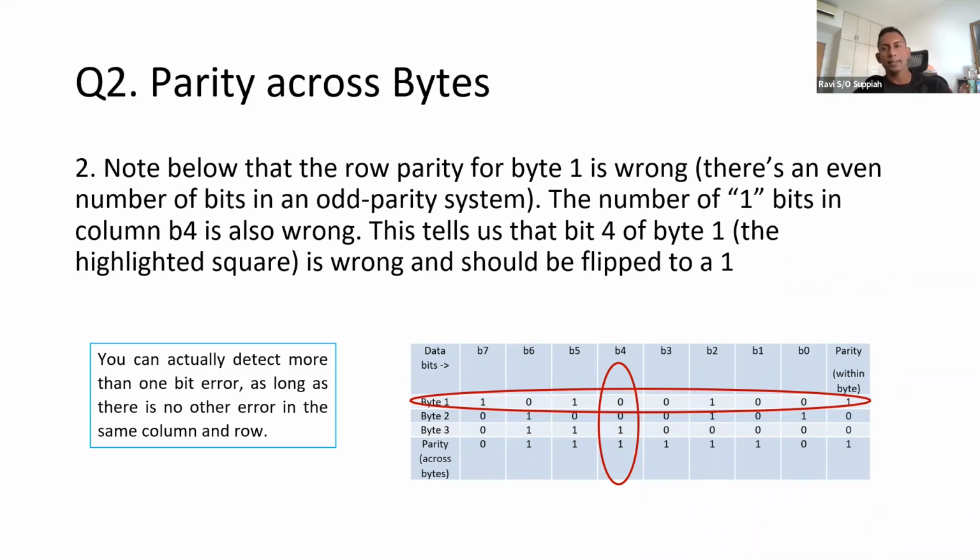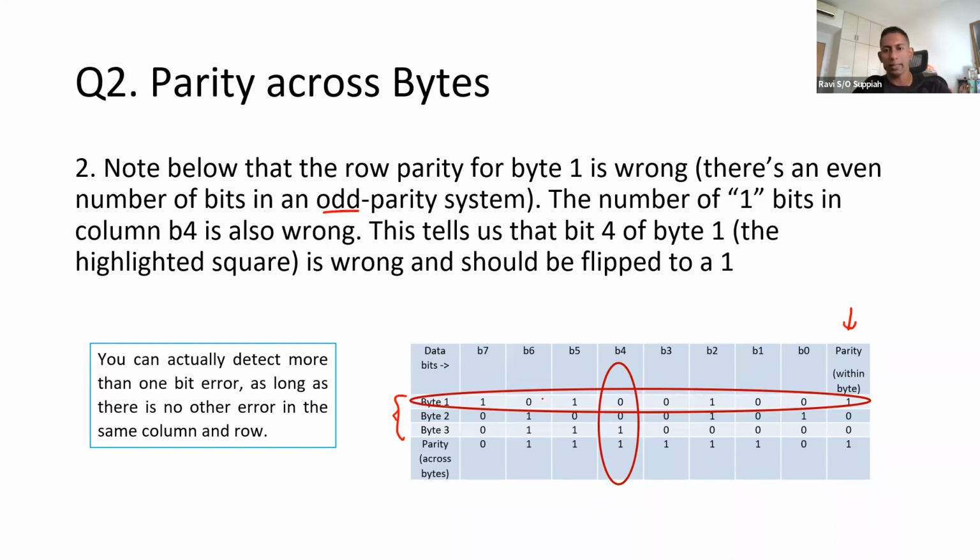At the same time, you also do not know where the error is. Correct? You know there's an error, but you do not know where the error is. So one way of trying to figure out where the error is, is by computing the parity across bytes. If you look here in this system, we compute across every 3 bytes. For every byte that you have, I generate 1 parity bit.